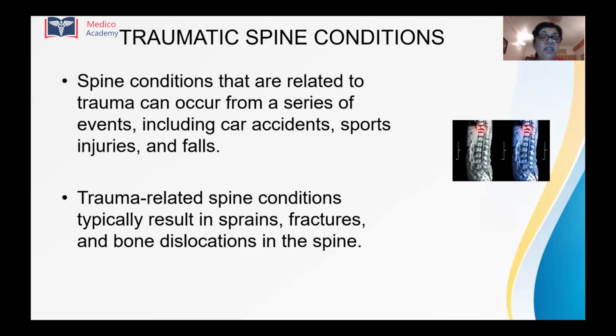Now, the traumatic spine conditions are those that are related to trauma and can occur from a series of events including car accidents, sports injuries, and falls. Trauma-related spine conditions typically result in sprains, fractures, and bone dislocations in the spine.